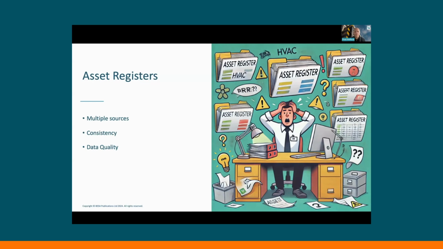From those multiple different sources of information, there's also the consistency of that data. We recognize that the assets may not be named the same. They might not even be grouped or tagged the same in different systems. There's a whole plethora of different forms that those asset registers take.